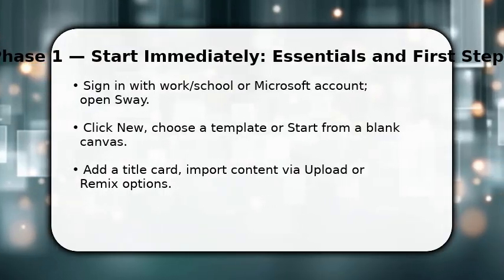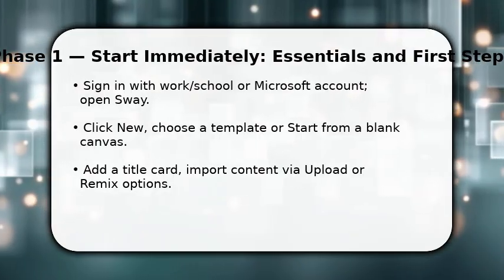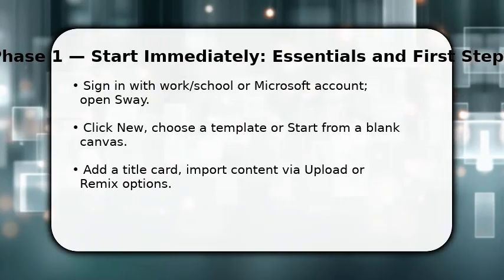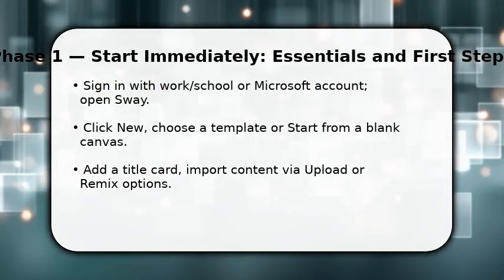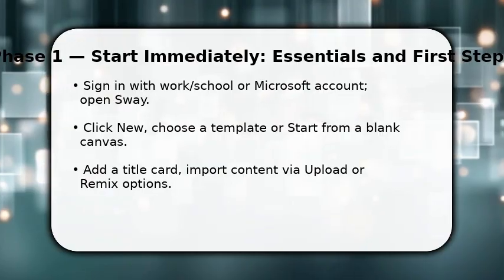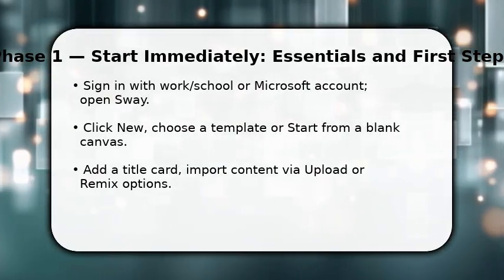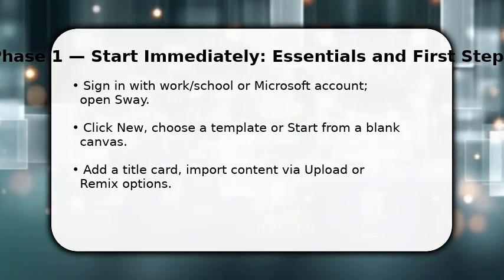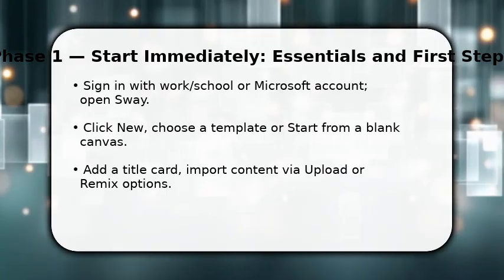You will sign in to Sway with your Microsoft account, then create a new Sway. Choose a template to speed layout or start blank if you need control. Once done, name the title card and import assets, drag images, paste text, or upload PDFs. Make sure to set the language and accessibility options early. They affect structure and narration.